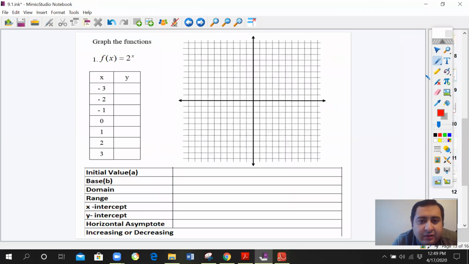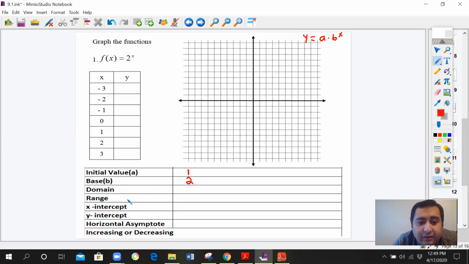All right, let's go ahead and practice another one. Graph the function 2 to the power x. Remember our formula? We have a times b to the power of x. In this case, we don't have an a, so it's an imaginary 1. Our b is going to be 2.